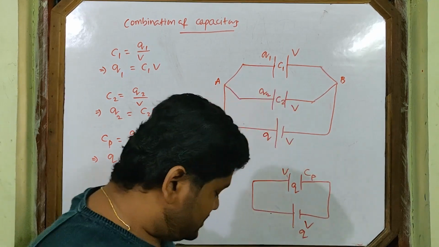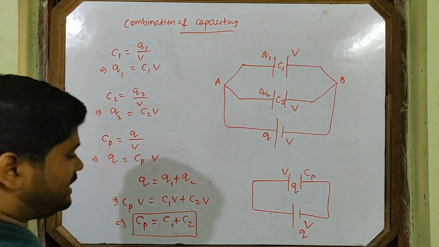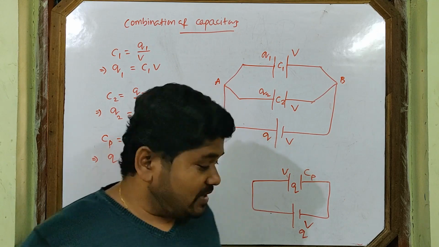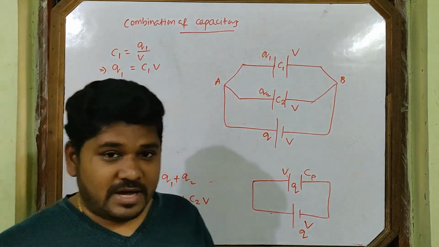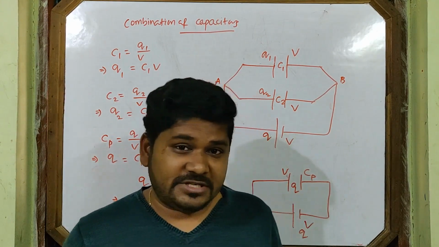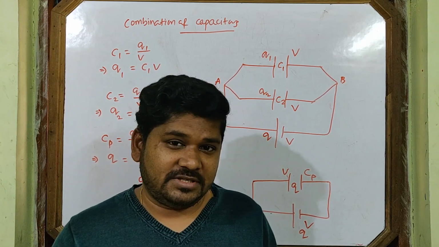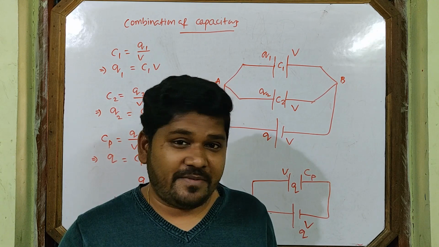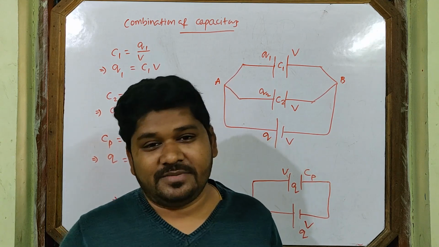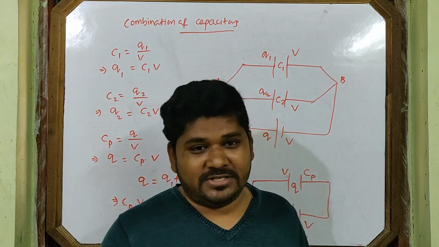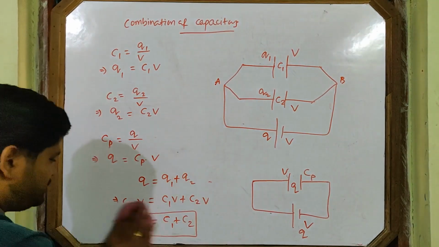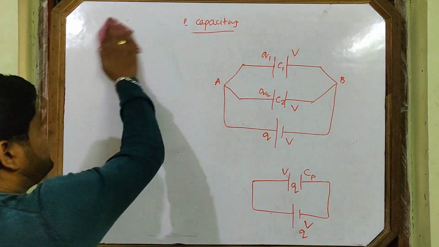Now you understand? Now we go to the energy stored in a capacitor. But one thing you are now able to mark: the series combination of resistors formula is the same as the parallel combination of capacitors. The parallel combination of resistors formula is the same as the series combination of capacitors. Just the reverse formula. Okay, so now let's see the energy stored in a capacitor.